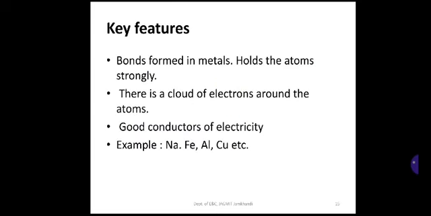So the key features, whatever I have just explained, are listed here. Bonds formed in metals hold the atoms very strongly. There is a sea of electrons or cloud of electrons around the atom. Metal is a good conductor of electricity. The examples of metals are Na, Fe, Al, Cu, etc.